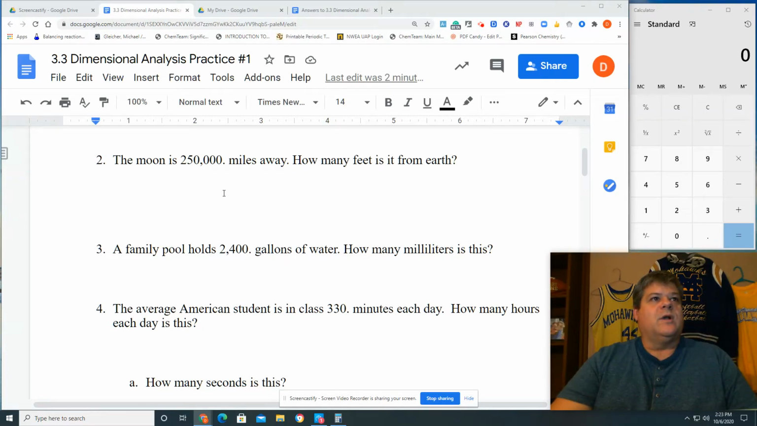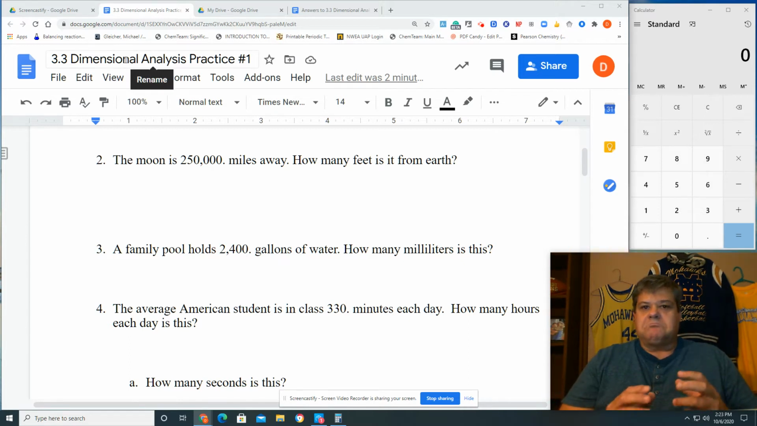Hey guys, today we're going to work on question number 2 from the 3.3 dimensional analysis practice worksheet. If you have any problems or questions, again, we're going to explain how to go through it. Now, there's lots of different ways to go through it, so sometimes you might not do it exactly the same way or come up with the exact same answer. That's okay, as long as you're doing it somewhat the way that we're going to be showing you right here. So we're going to start out.